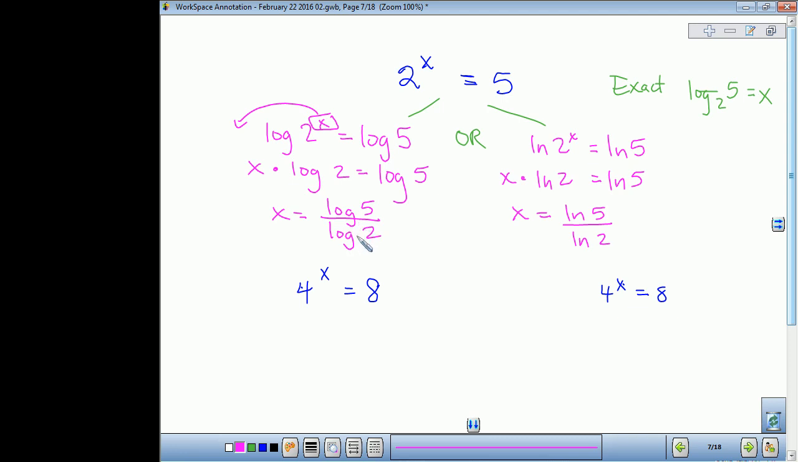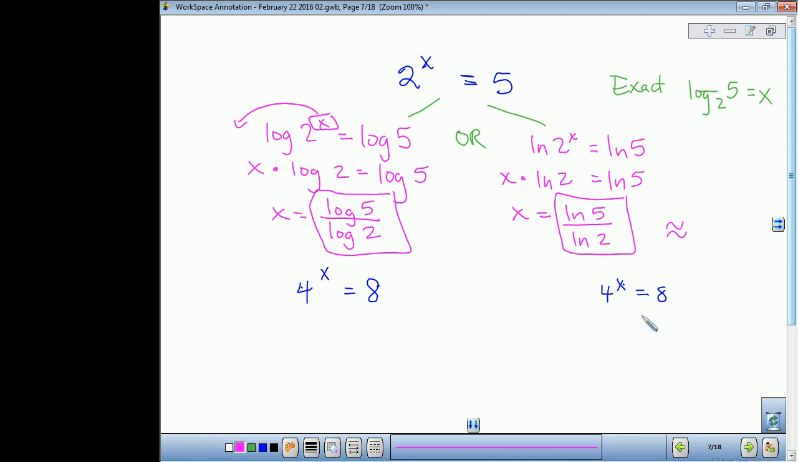Isn't there a log button on our calculator? Yeah, isn't it base 10? Yes. Is there also a natural log button on our calculator? Yes. Oh, look how beautiful this is. This is an exact answer. This is an exact answer, but either exact answer will lead us to the approximate answer.